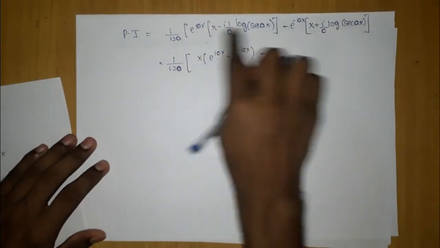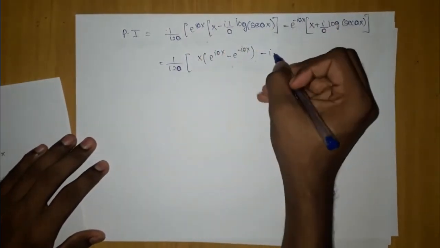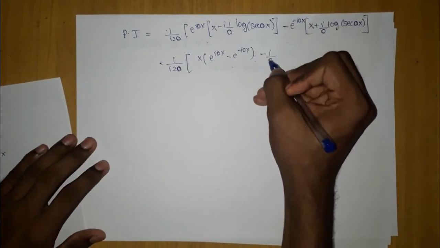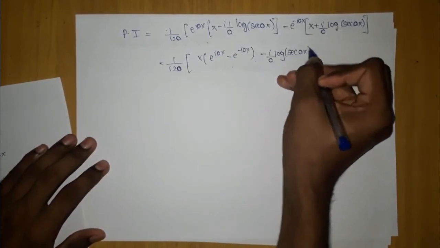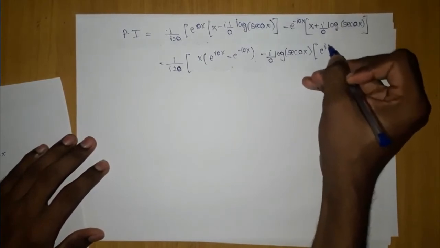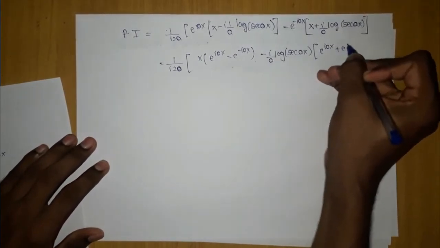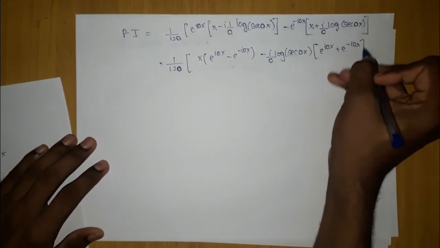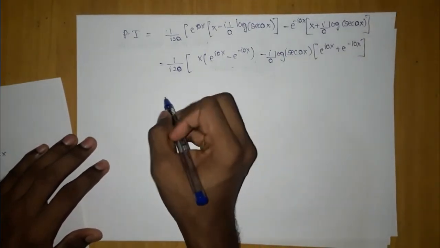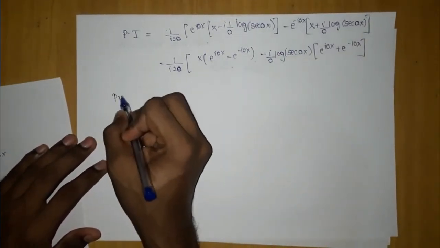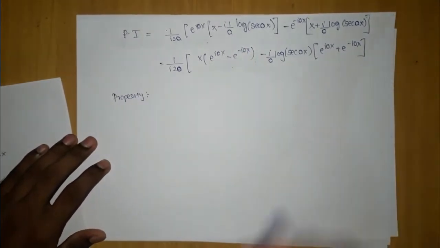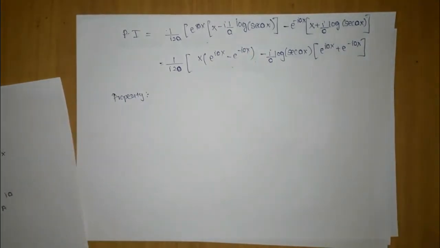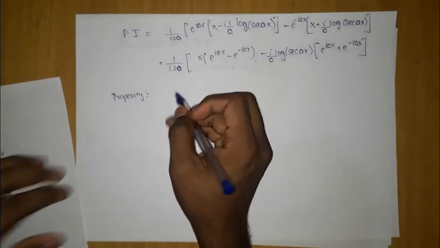Secondly, here I take this common and take minus common, because this one will also be minus and this one will also be minus. So if I take minus i by a log bracket sec ax common, we are going to be left with e to the power iax plus e to the power minus iax. Remember, one more property which is from complex numbers. This first property was expressing it in the sec theta and cos theta format.